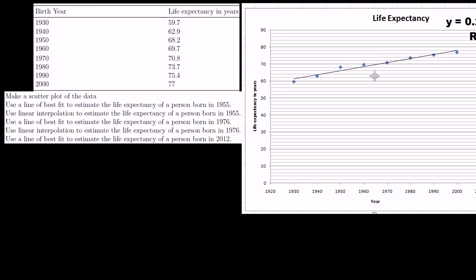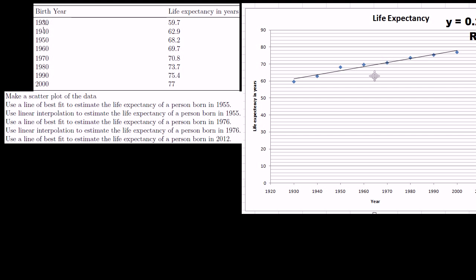Let's do another example where we have some data. We want to fit a line to that data and maybe use that to estimate some of the data that we didn't collect, so to speak. So the first thing, let's look at the chart first of all.